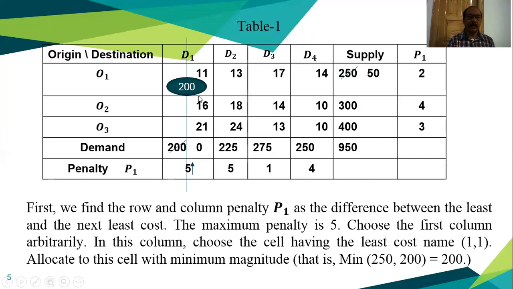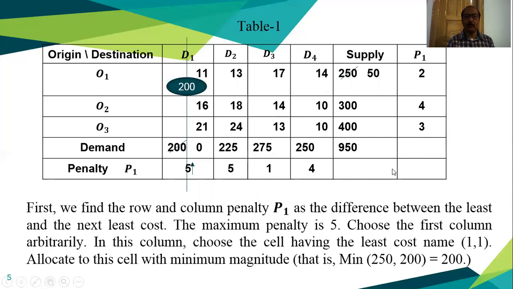And column wise, 11 and 16: 11 is the minimum, next minimum 16, difference is 5. 13 and 18, difference is 5. 13 and 14, difference is 1. 10, both are the minimum, next minimum is 14, so difference is 4.